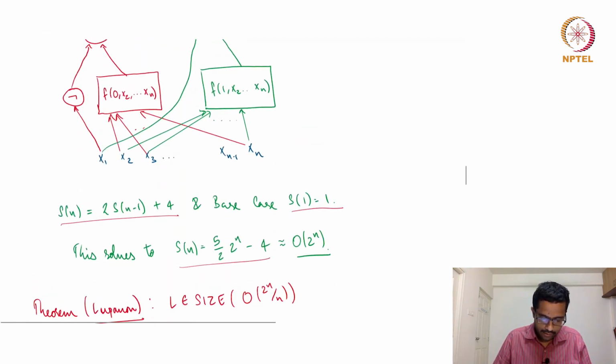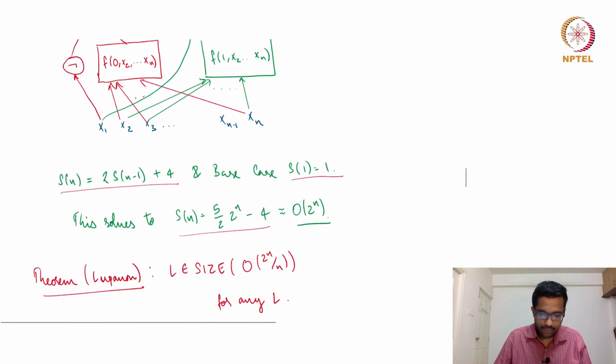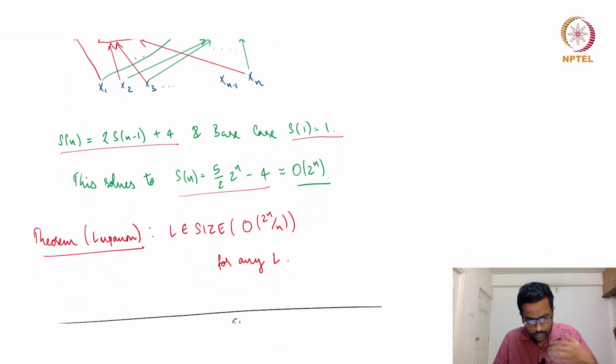In fact, this is a very simple idea, but if you study it a bit more, using slightly more involved ideas, you could show that for any language L, you have a 2 power n divided by n size circuit. Here we show that it's an order 2 power n size circuit. Now I am saying that this order 2 power n can be reduced to 2 power n divided by n, and this theorem is due to Lupanov.